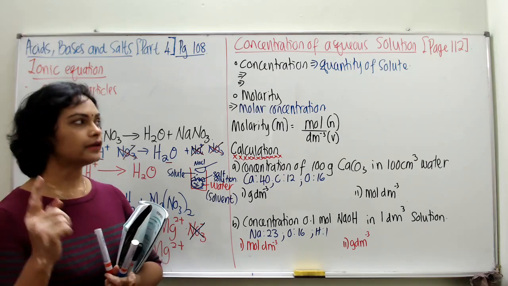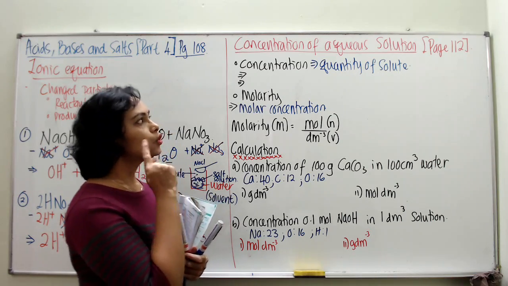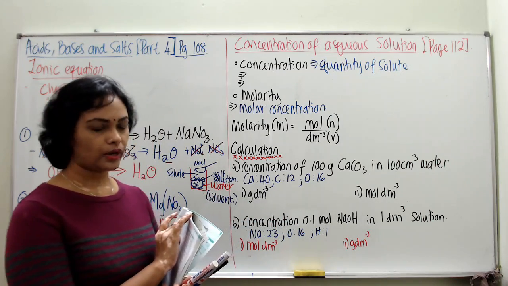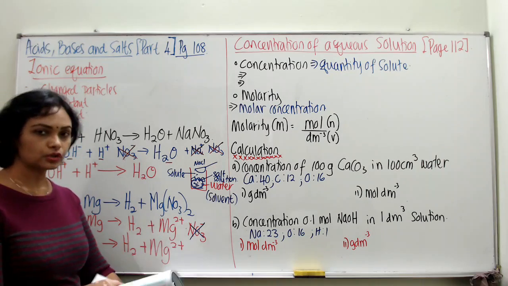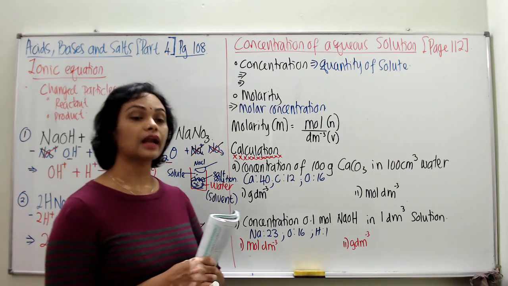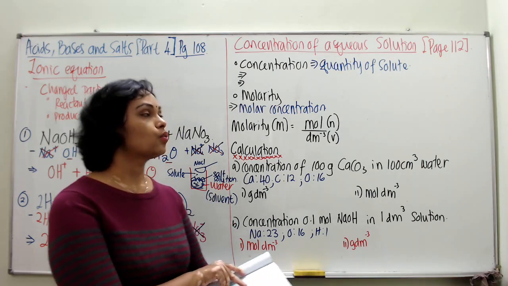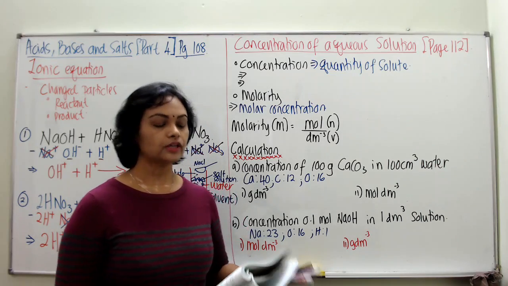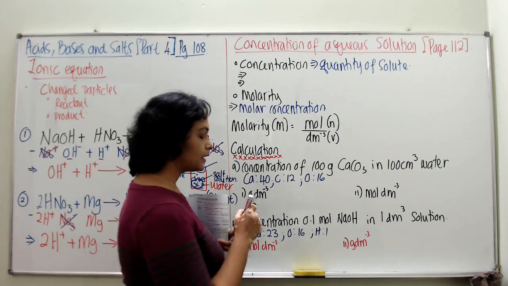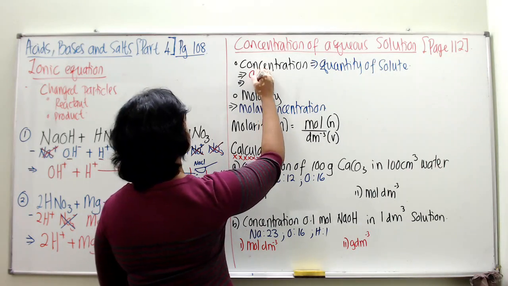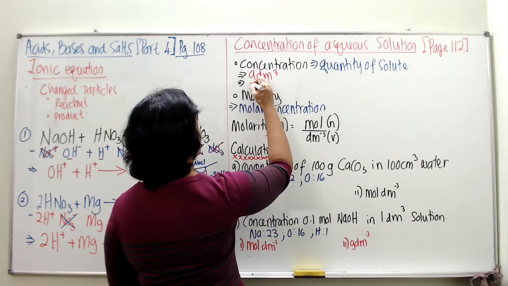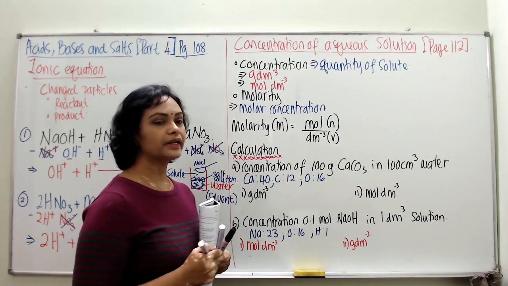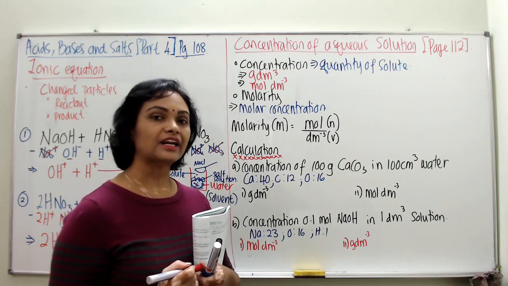Then from there we can calculate the concentration, where concentration is the quantity of solute. Okay, so now teacher already explained to you the meaning of solute. Solute in Malay is bahan terlarut. So now we are going to calculate the quantity of any soluble solute. Okay, so now you have two units, which are gram per dm cube and mole per dm cube. Mole per dm cube and gram per dm cube are referred to as concentration.